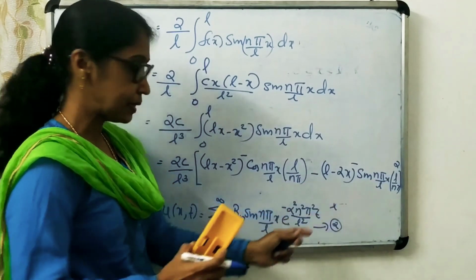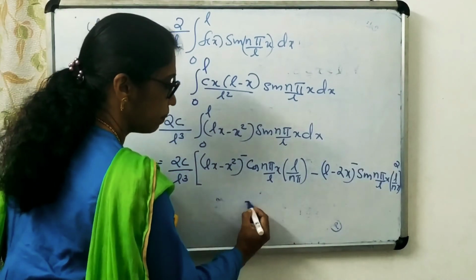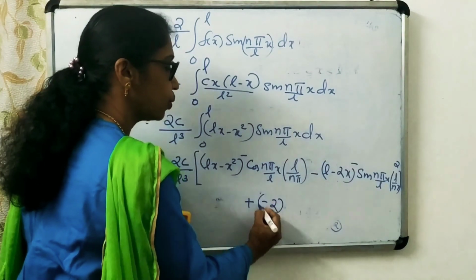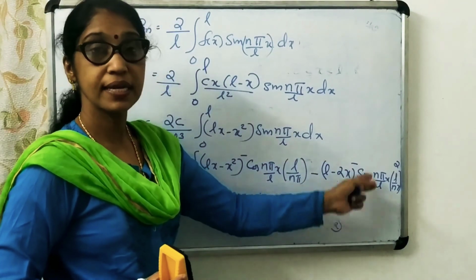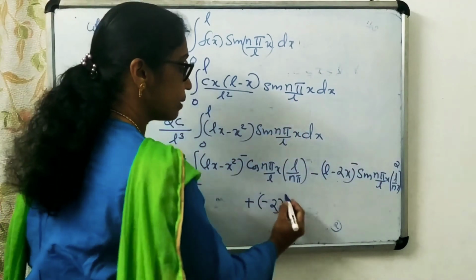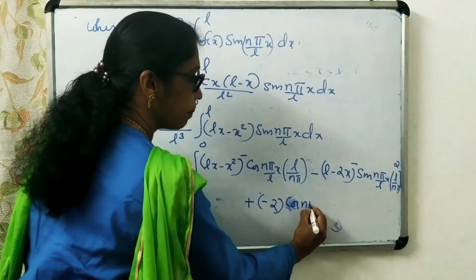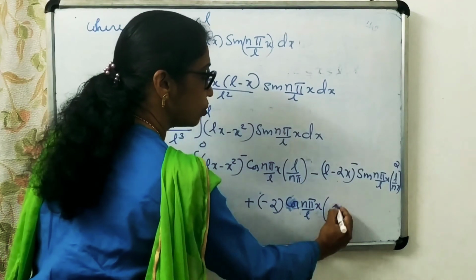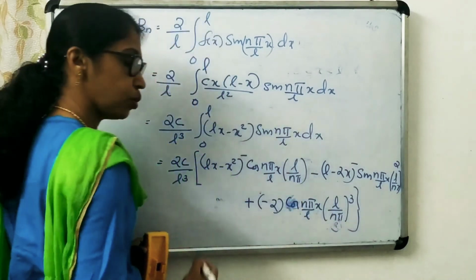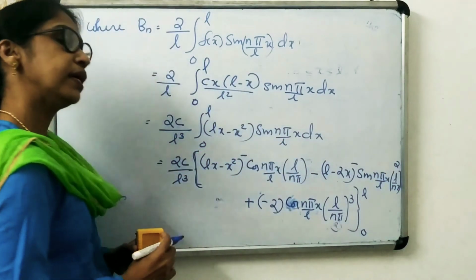Now the sign is plus. Plus, now the derivative of L minus 2x is minus 2, into integral of sine, which is minus cos. Here our minus sign is also here, so both the minus signs become plus. So cos(n pi by L x) into (L by n pi) the whole cube. So integration is over and we write the limit here, 0 to L.